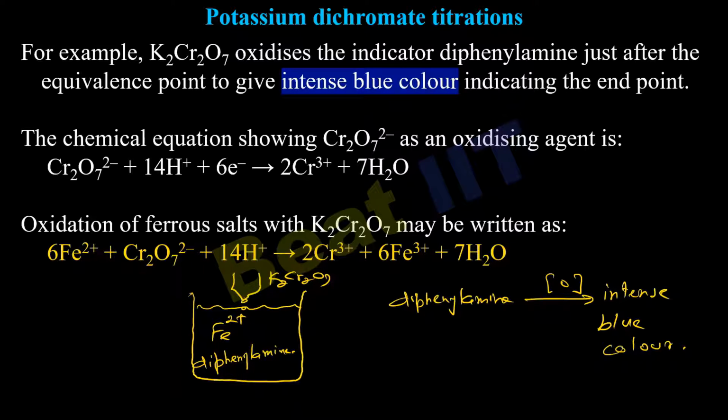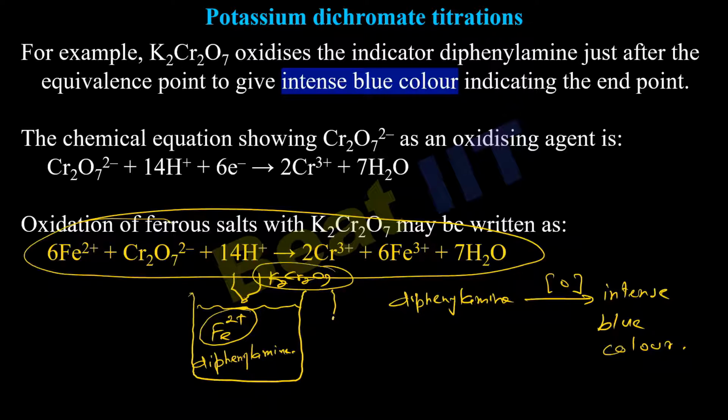So what happens initially when you add K2Cr2O7 here, drop by drop? This K2Cr2O7 will react with Fe2+ ferrous salt. This reaction is faster than the reaction of K2Cr2O7 with diphenylamine. So this reaction takes place and K2Cr2O7 is not available for the reaction with diphenylamine. But when the entire Fe2+ ferrous salt is used, there is no ferrous salt, then if you add K2Cr2O7, it will react with diphenylamine, and on oxidation of diphenylamine, we will get intense blue color.